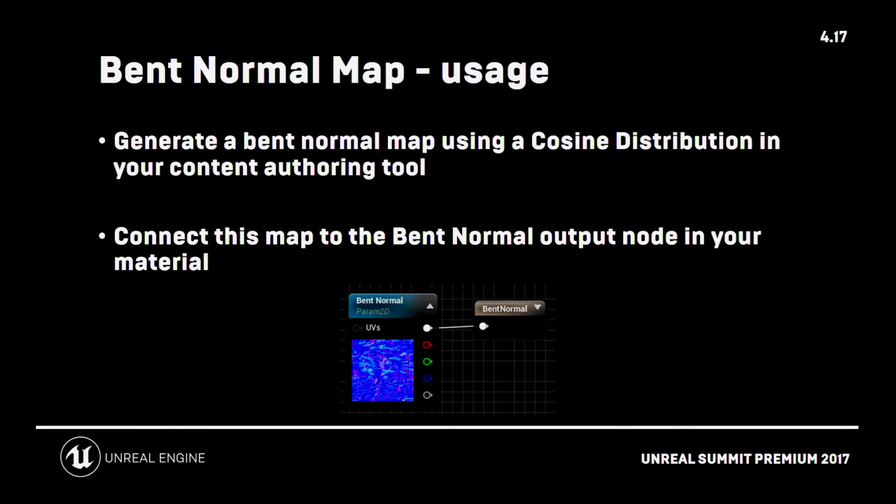And the way you use these things is you generate a bent normal map from your content authoring tool. And so, yeah, the Max or Maya, your content tool. And then using that map, you connect to the bent normal output node in the material. And our lighting system will pick it up.